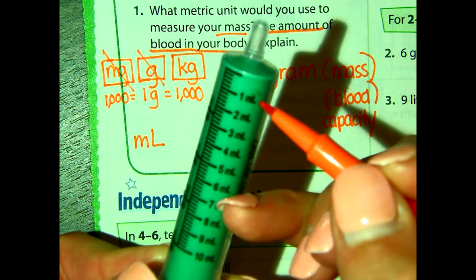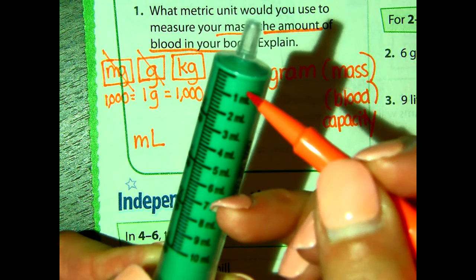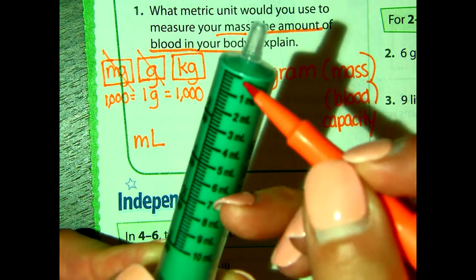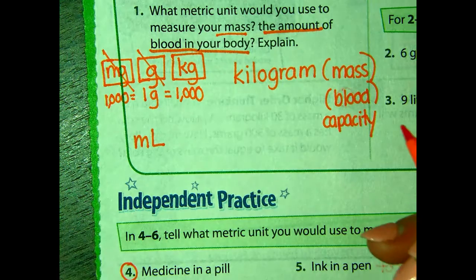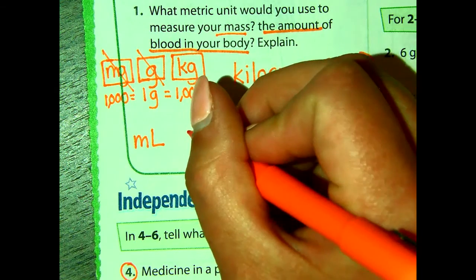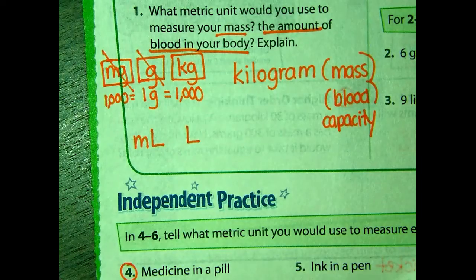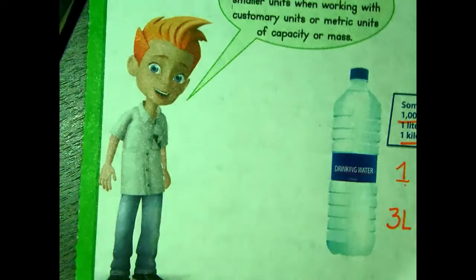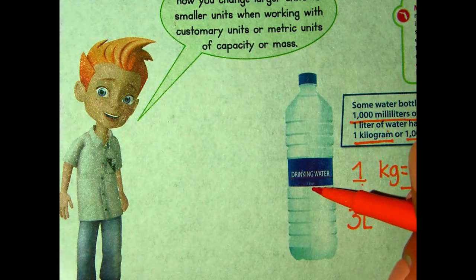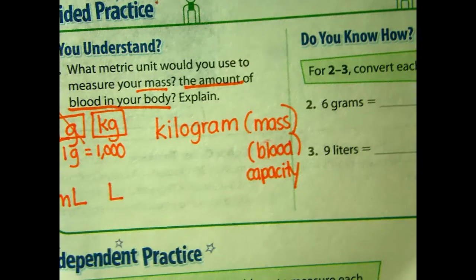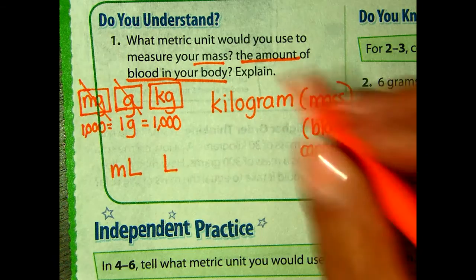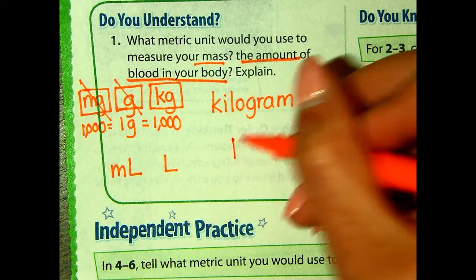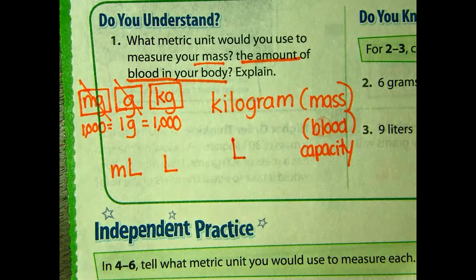Probably not. That's kind of like if you scratch yourself or pick a scab and it starts to bleed. That's probably about the amount of blood you would lose. But what about the larger unit? Liter. Remember, a liter is kind of like this 1 liter bottle of water. Would it make sense to measure the amount of blood in your body using milliliters or liters? Right. We're going to use liters to measure the amount of blood.